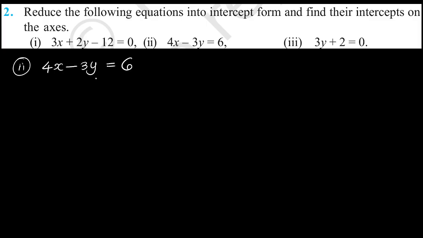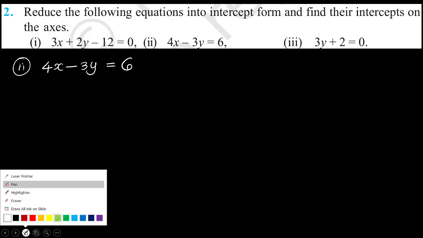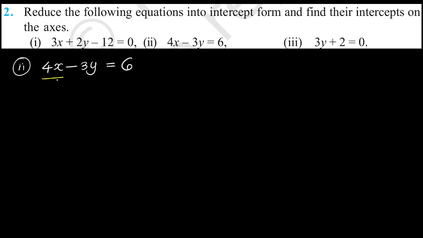So all of you please listen. I want to convert to intercept form. Make right side 1. For that purpose, divide each side by 6. I want to make right side 1. 4x by 6 reduces to 2x by 3 minus y by 2, correct, equal to 1.